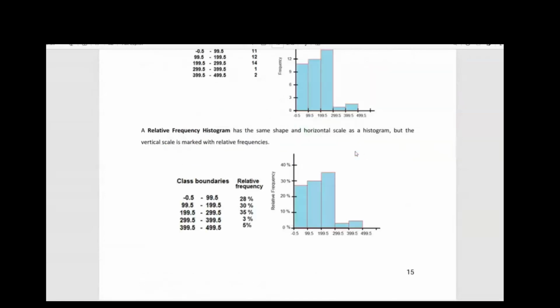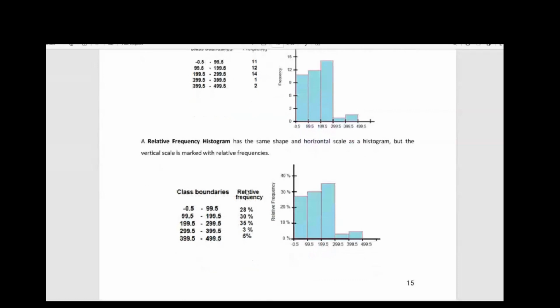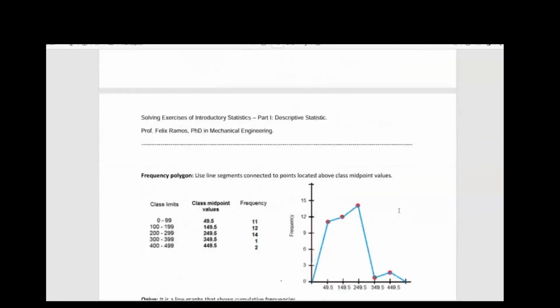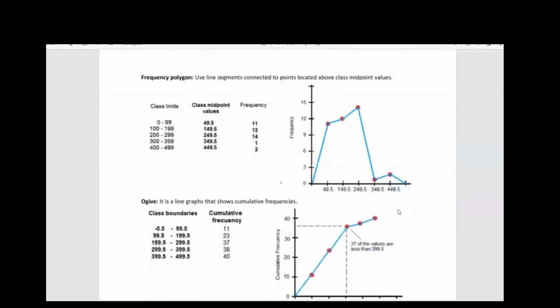So if you look at the two histograms, both have the same shape. The horizontal scale is the same, but the vertical scale is with relative frequencies instead of the actual frequencies. And then we can do a frequency polygon. A frequency polygon uses line segments connected to points located above the class midpoint values.